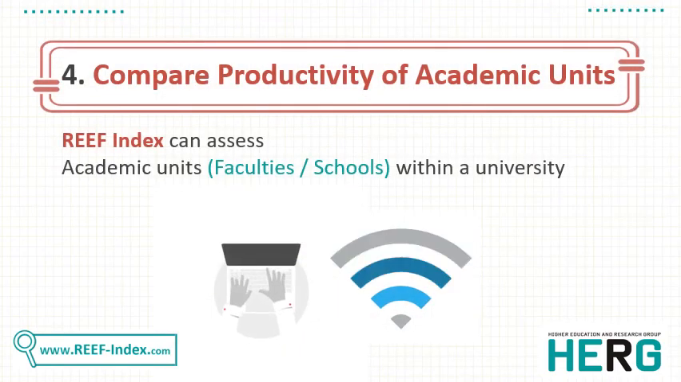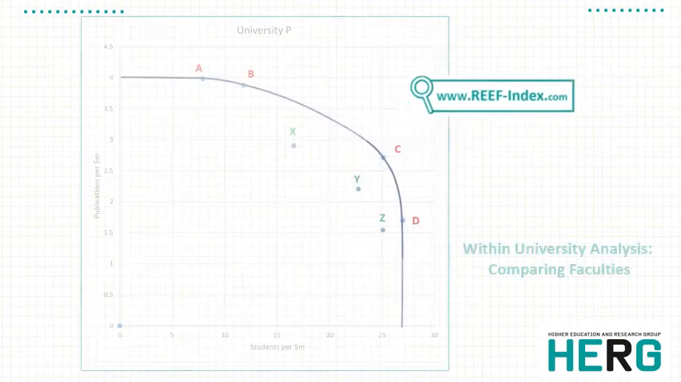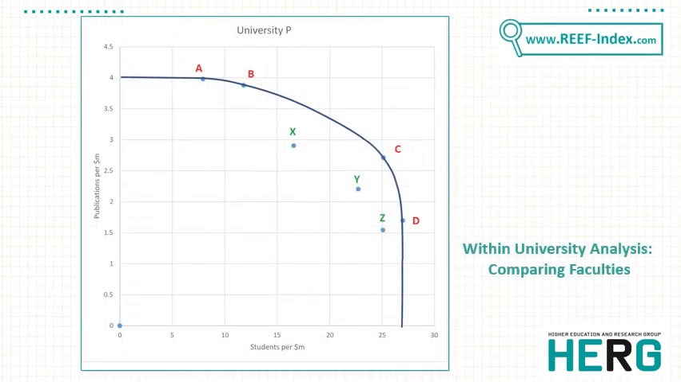You can also use the REEF Index to compare productivity and efficiency within a university given internal data. In this example, we'll call University P. There are 7 faculties. Faculty A, B, C and D make up the internal university efficiency frontier. Some are stronger with research productivity, others stronger with education productivity. 3 other faculties do not fall on the efficiency frontier. They are faculties X, Y and Z.